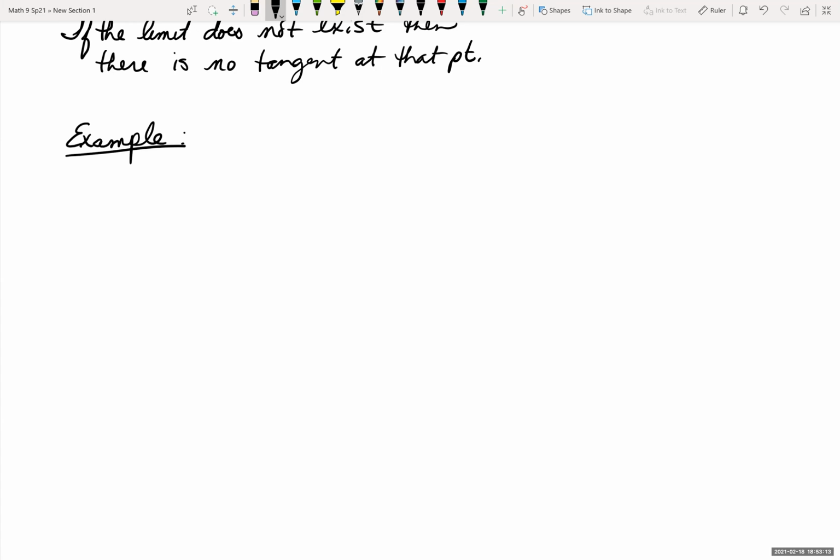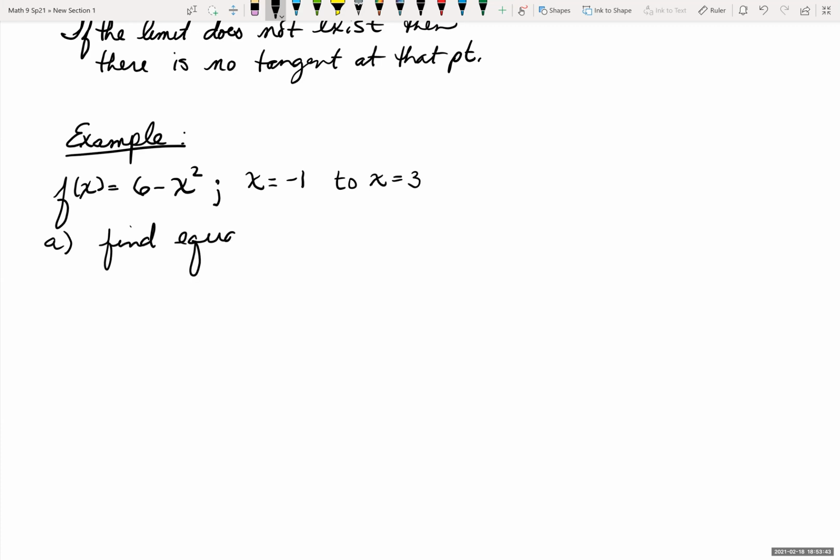So let's say you had some function f of x. You were given that this was equal to 6 minus x squared. And we wanted to look at first the equation of the secant line when x equals -1 to x equals 3. So find the equation of the secant line.